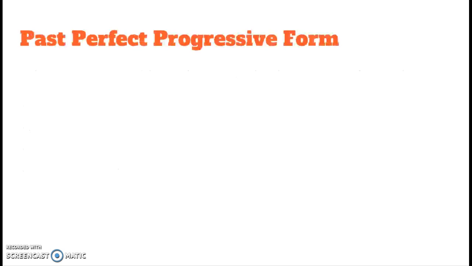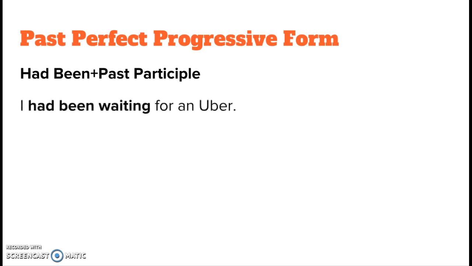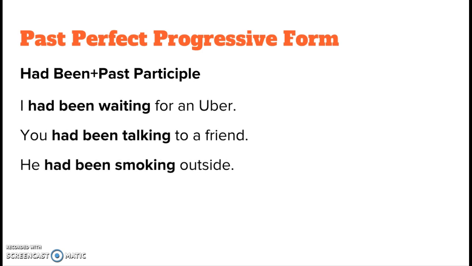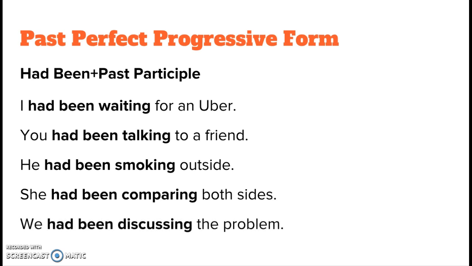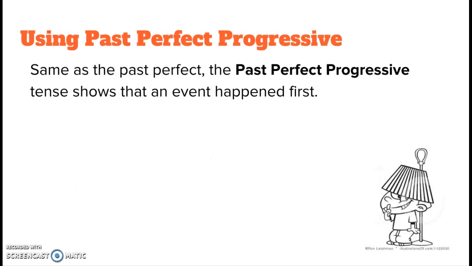Now let's look at the past perfect progressive. First, the form. We have had and been. Those never change. Then you have the past participle. I had been waiting for an Uber. You had been talking to a friend. He had been smoking outside. She had been comparing both sides. We had been discussing the problem. These are all in past perfect progressive.